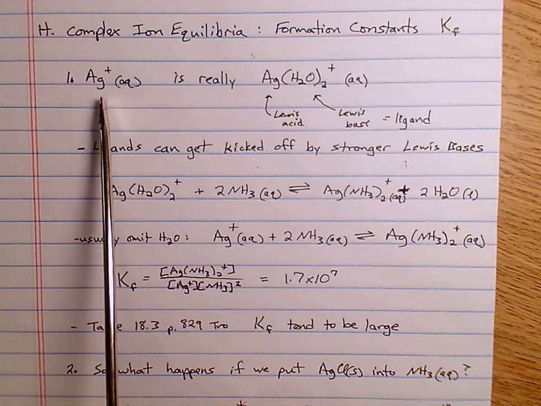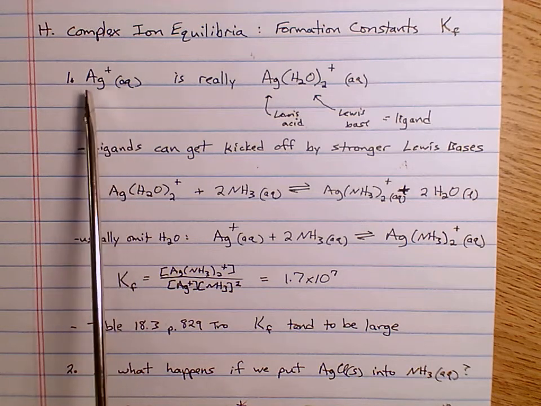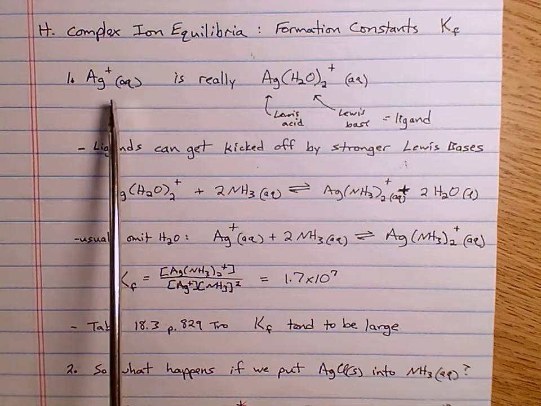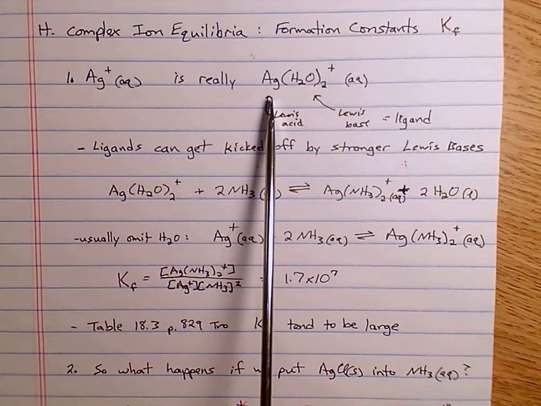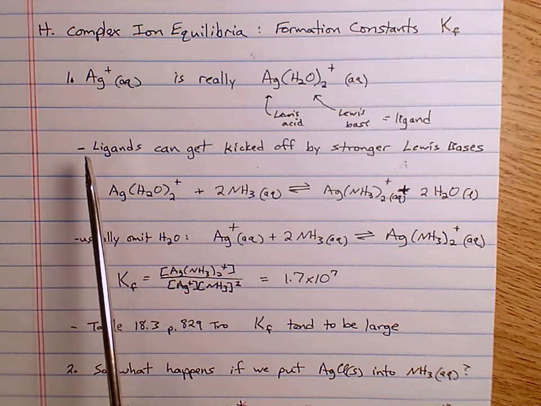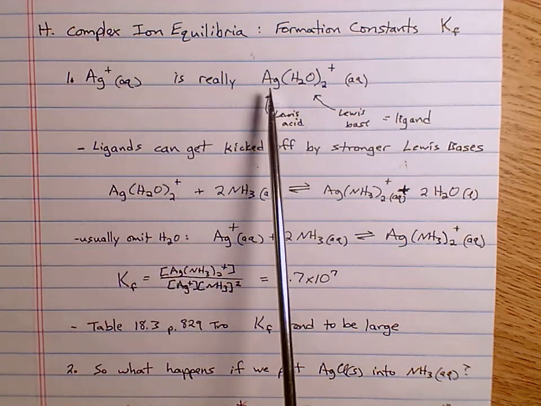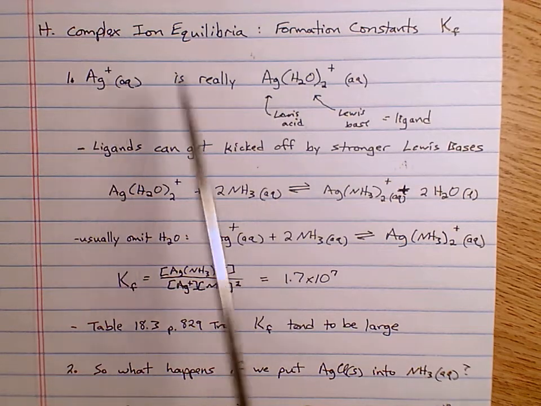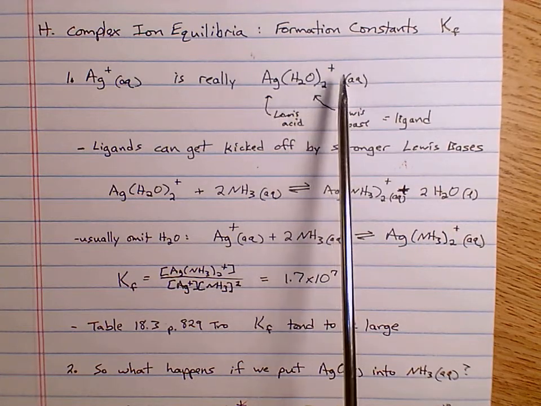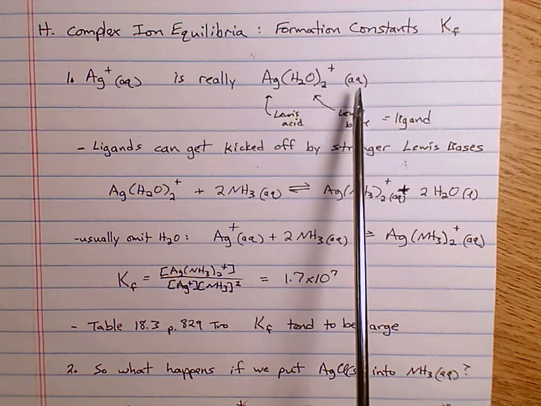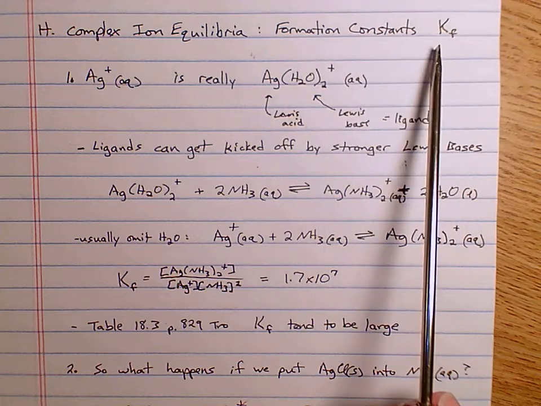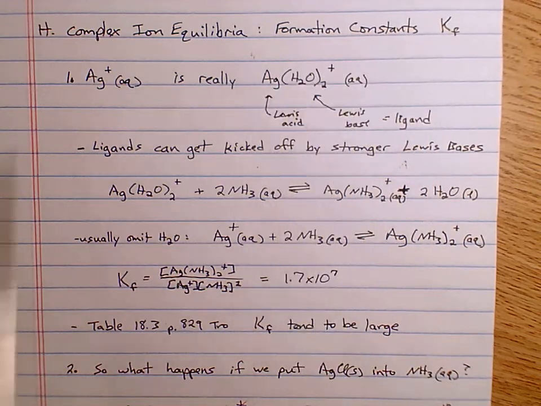So here we go. For example, Ag+ aqueous. This really doesn't exist as a silver ion just floating around in water. When you look at Ag+ aqueous, it's really a silver with two water molecules attached to it, actually covalently bonded to it. This is called a complex ion. The silver was 1+ originally, it has our two waters on it, and since waters are neutral, it's still 1+. It is aqueous, dissolved in water. This is our complex ion, and our formation constants describe the equilibrium to form these.